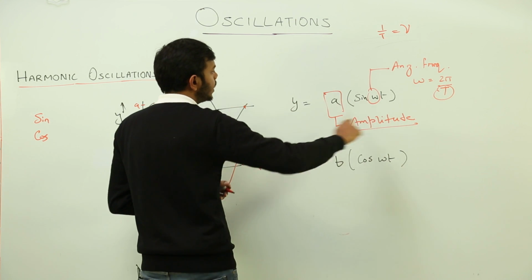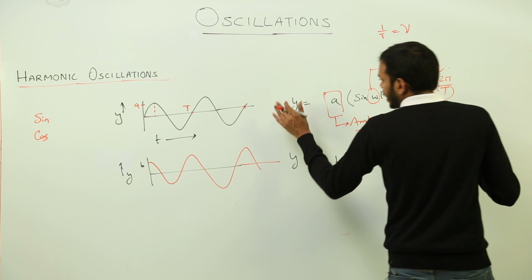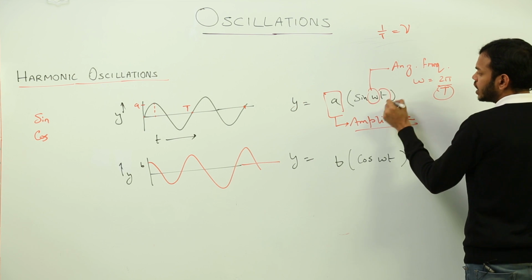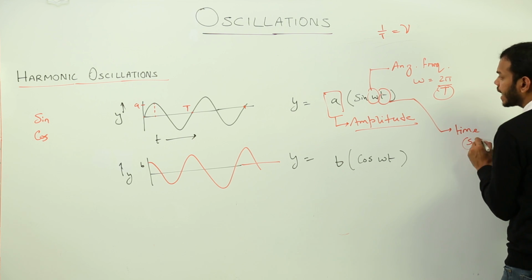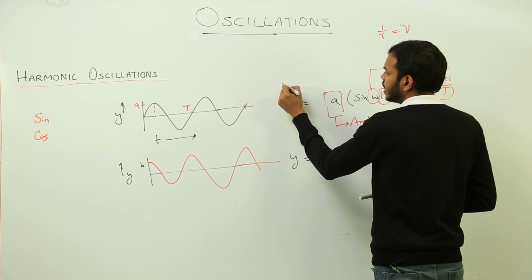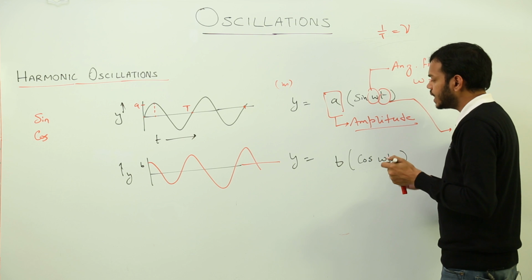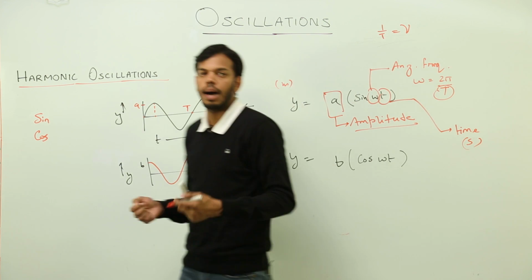So these are all the terms which are used to represent the displacement versus time equation. What is this term? This is simply time, which is in standard seconds, and this is displacement, which is in meters. So this is how you represent a harmonic oscillation.